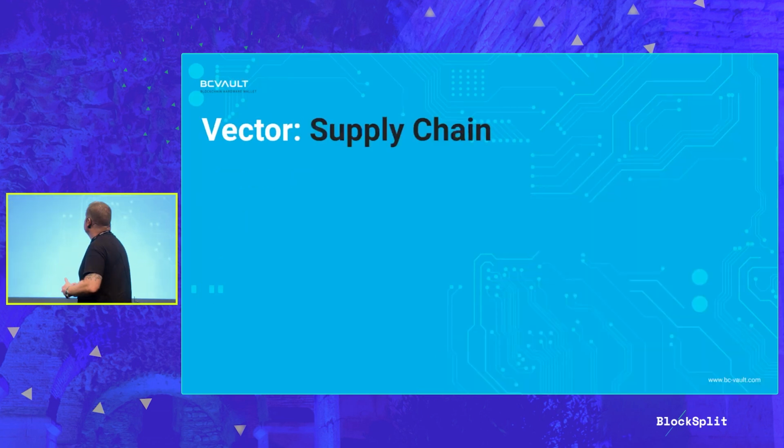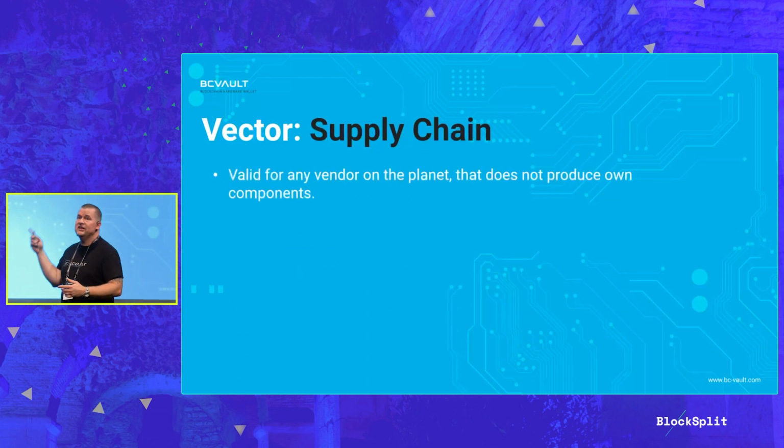So, the attack vector supply chain. The one that users usually think about: I'm not going to buy my crypto wallet off eBay, right? So that's a supply chain attack for them. Well, it's not.